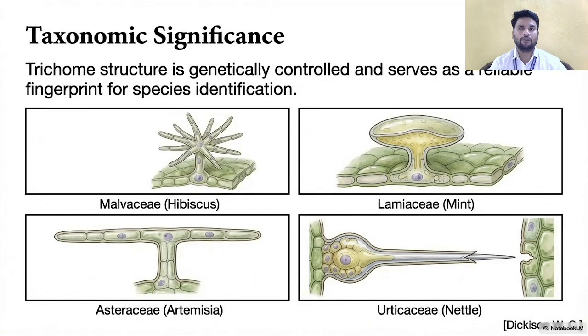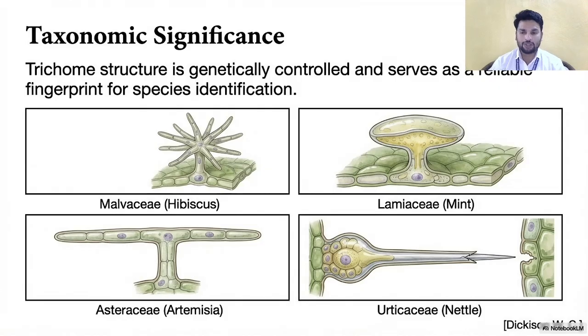Then, what is the significance of trichomes in taxonomy? Taxonomy is nothing but identification, classification, and nomenclature of plants on the basis of their overall morphological characters, anatomical characters, etc. The trichome structure is genetically controlled and serves as a reliable fingerprint for species identification. For example, the stellate, star-shaped type of trichome is present in the family Malvaceae, that is hibiscus. The capitate type of trichome is present in the Lamiaceae family, that is mint.